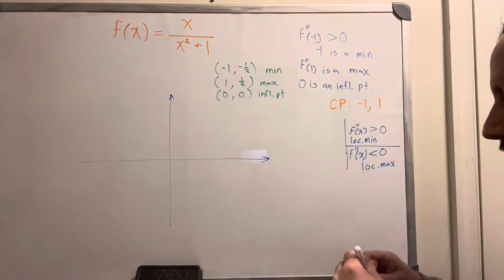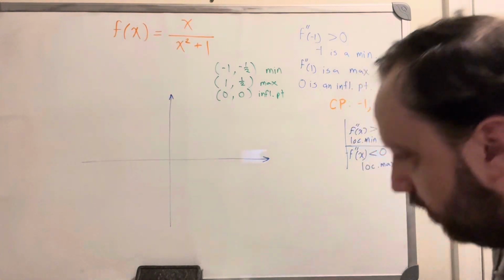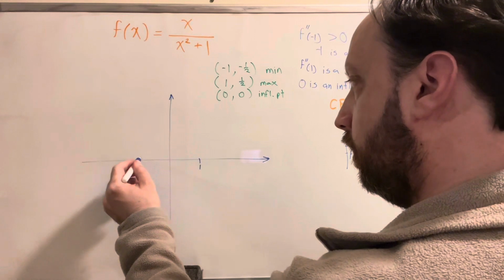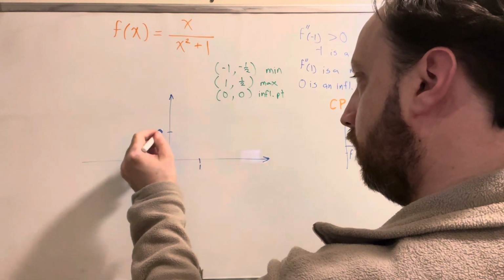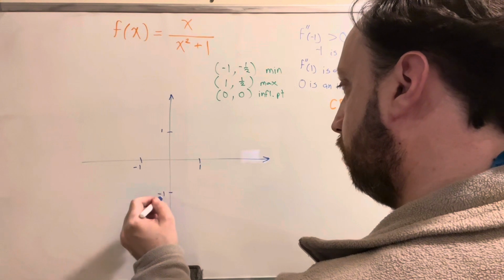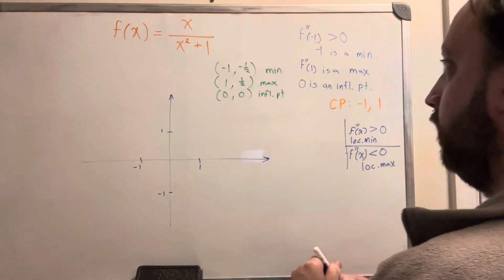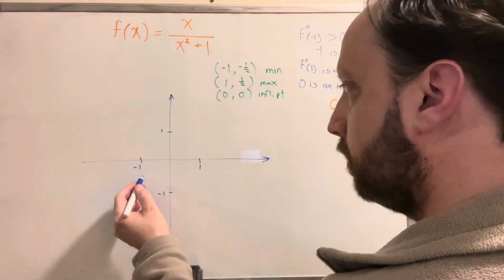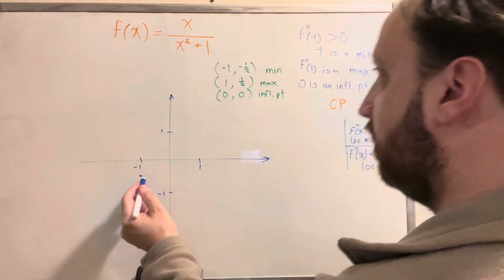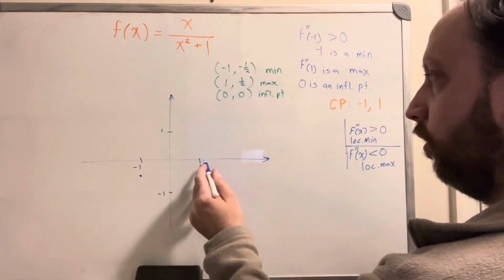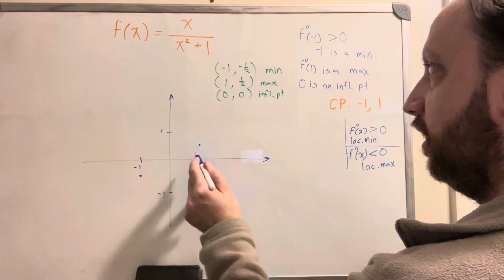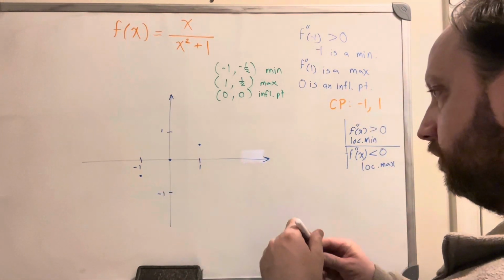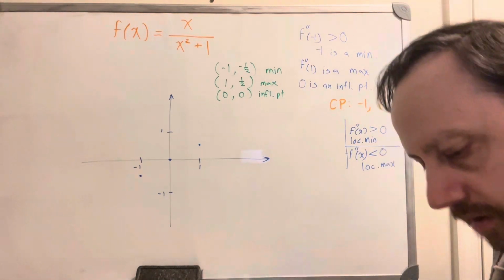So now we can start to think about the function. Let's say this is 1, negative 1, 1, negative 1. So we know that the function will have values at negative 1 and negative 1/2. Let's put that about right there. And 1 and 1/2 would be about right there. And this will have a value right here.